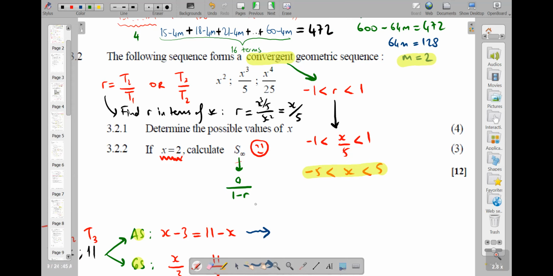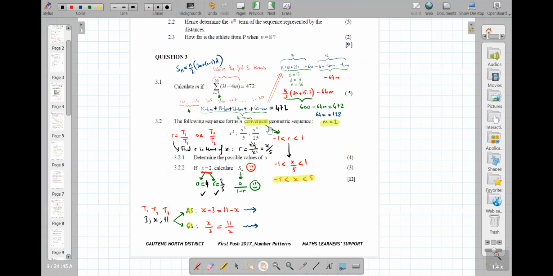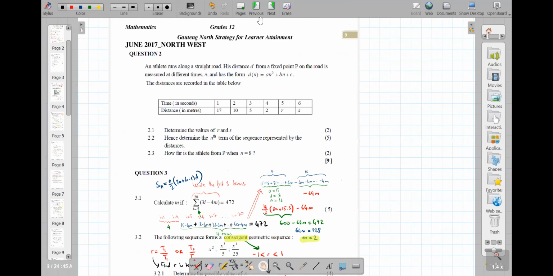You just substitute the value of x as 2, and according to 2, what is A and what is R? Then you can get the answer from the sum to infinity formula. So what will be A? A is the first term, it is x squared, which is 4. What is R? We said R is x over 5, which is 2 over 5. So you know A, yes, you know R, yes, we can find the sum to infinity. All right, I hope all is fine.